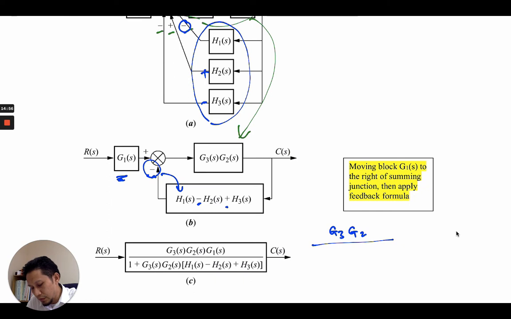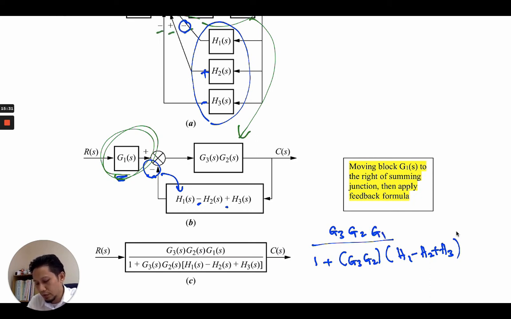Okay, so we have minus here, so we have plus. So we have plus, we have G3, G2, and then we have H1 minus H2 plus H3. Okay, so we have here another one. We have a block G1 over here, so we multiply by G1, so it becomes G1. So we get the simplified block diagram as shown in the notes here.